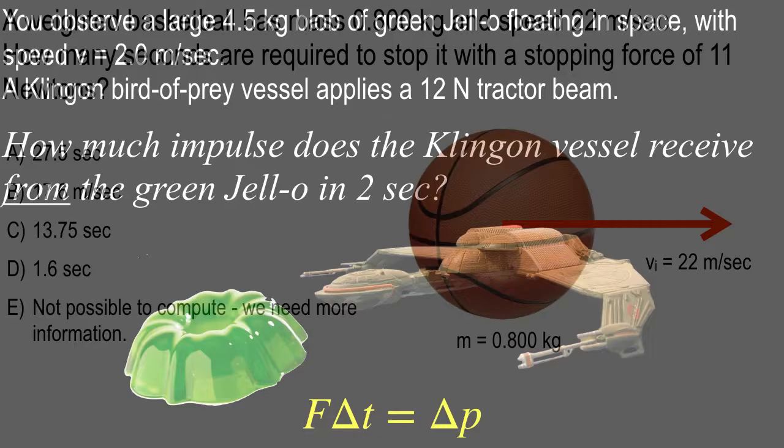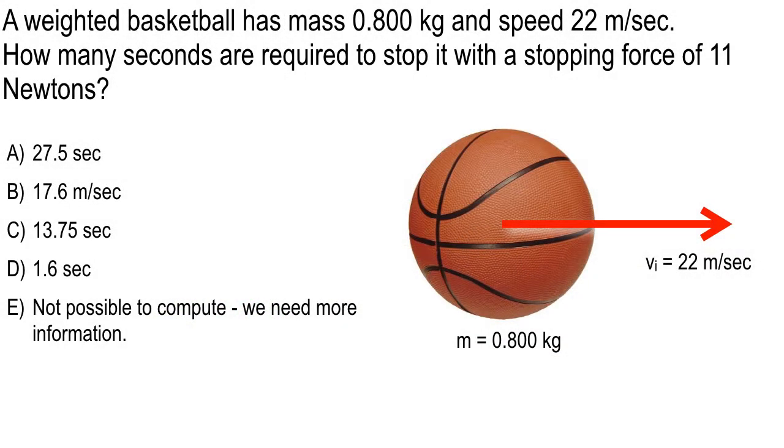This one we'll do out in detail. A weighted basketball has a mass of 0.800 kilograms, initial speed of 22 meters per second. So somebody's throwing it down the court or something, except it's a weighted basketball, so they're using it to work out. Anyways, it's moving at 22 meters per second. How many seconds are required to stop it with a stopping force of 11 newtons?